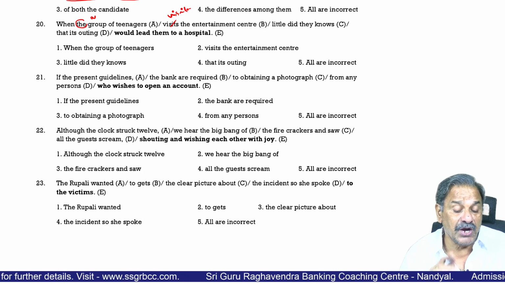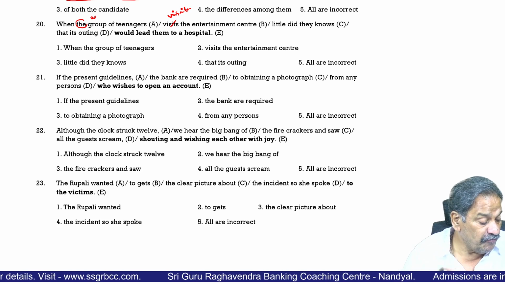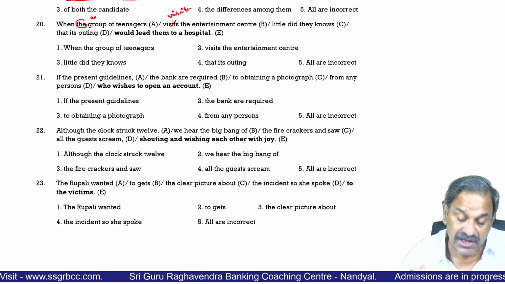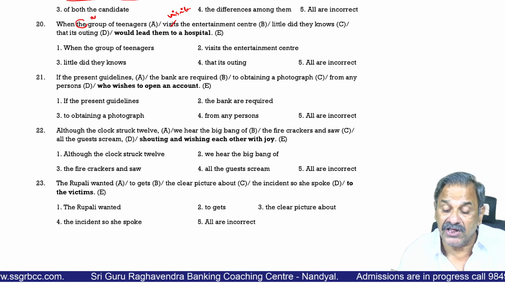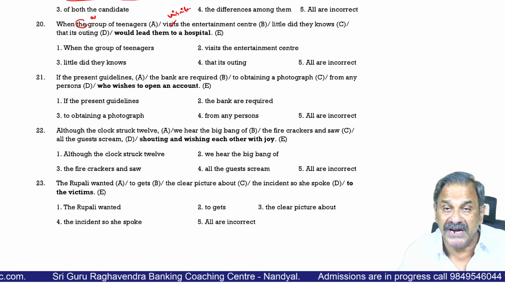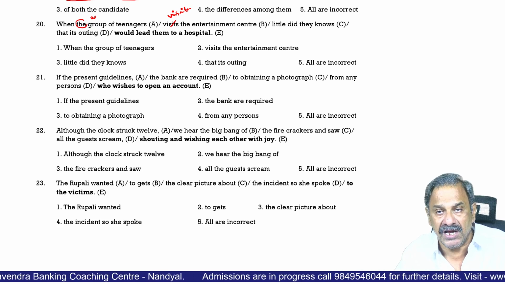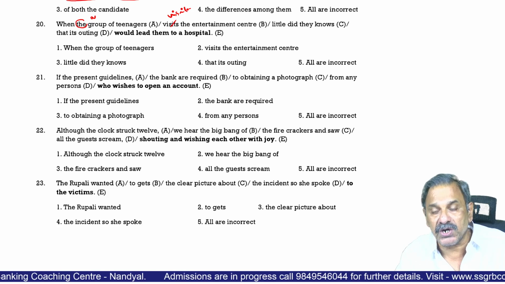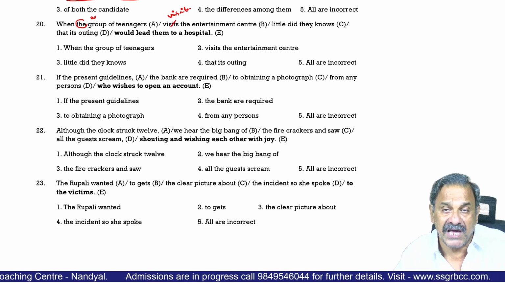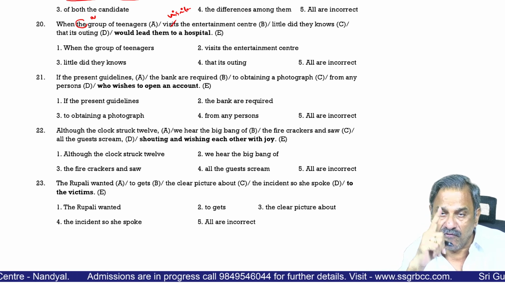So when a group of teenagers visit the entertainment center, little did they know. After do, did, does, shall, should, can, could, may, might, will, would, need, dare, ought to, must. After these auxiliaries, we have to use V1.